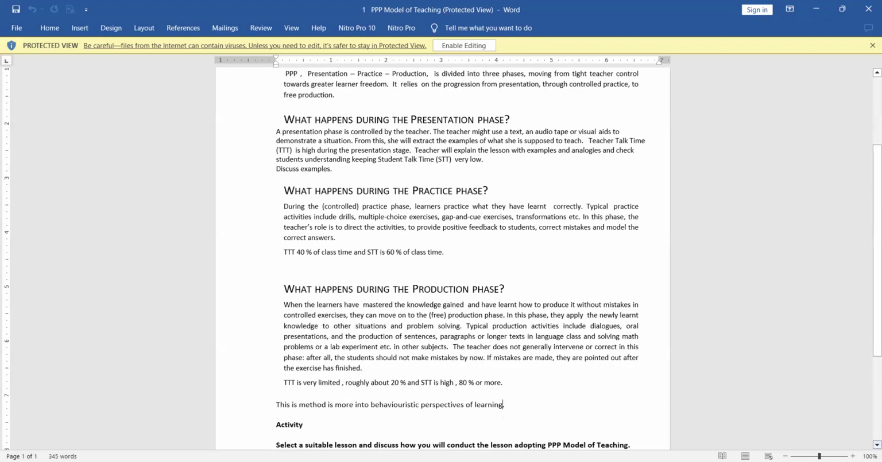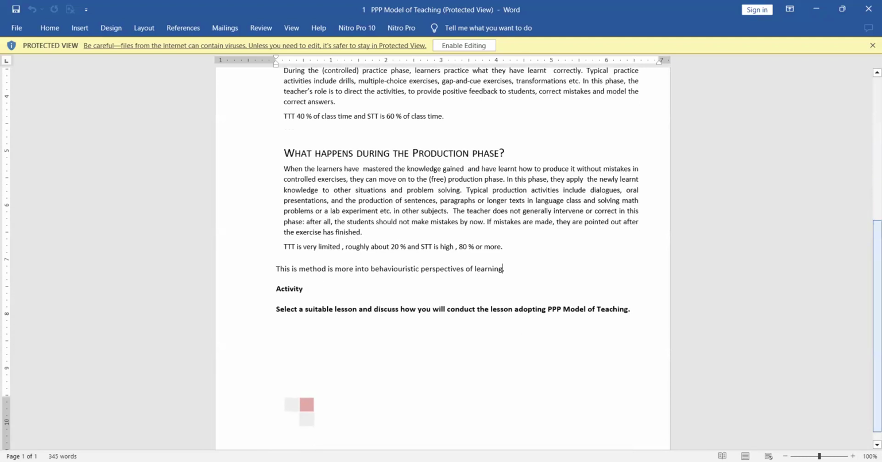So I have a small activity here. Select a suitable lesson and discuss how you will conduct the lesson adapting the PPP model of teaching. I will give you an example from the English language classroom. You have to give me an example from some other subject. If you take English language, we always think of grammar, no. You have a picture description as a writing task.